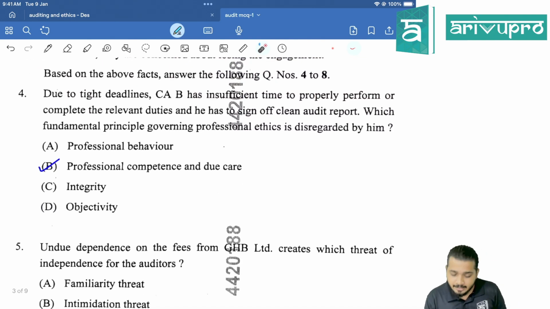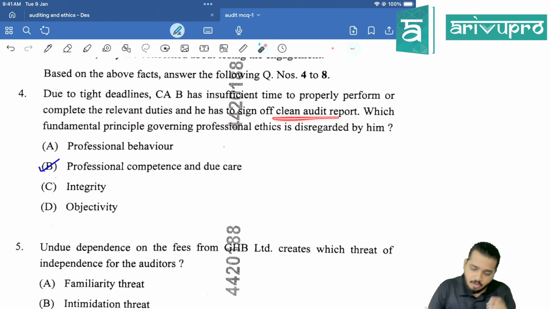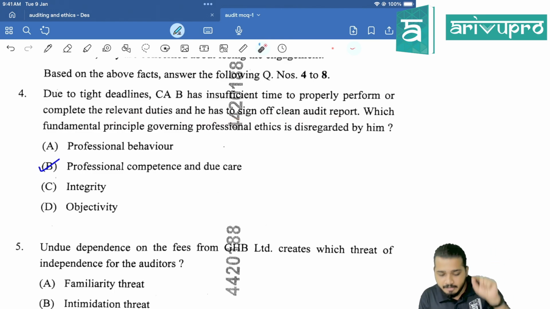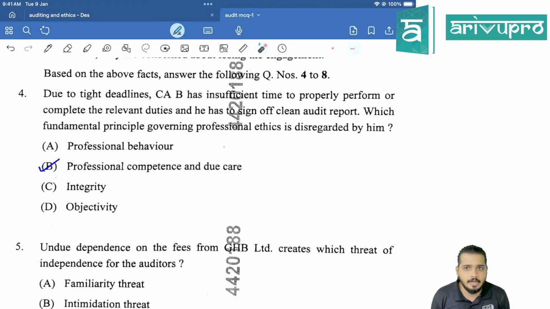Due to tight deadlines, CAB has insufficient time to properly perform or complete the relevant duties, and he has to sign off clean audit report. Which fundamental principle governing professional ethics is disregarded? Sir, due care, professional competence is what he has disregarded. Meaning what? You do not have time, but still you have to take care. We discussed in the class that time constraint itself should not be a reason for you to give wrong audit report. You should still try to do as much as possible. You have to take care. Clear? So answer option number B.